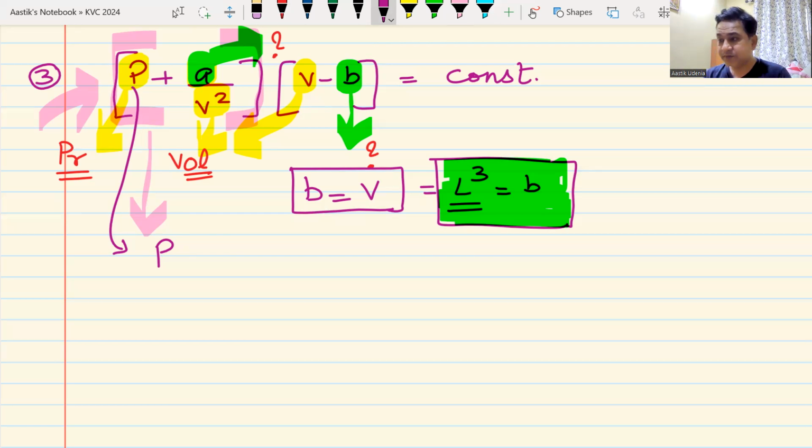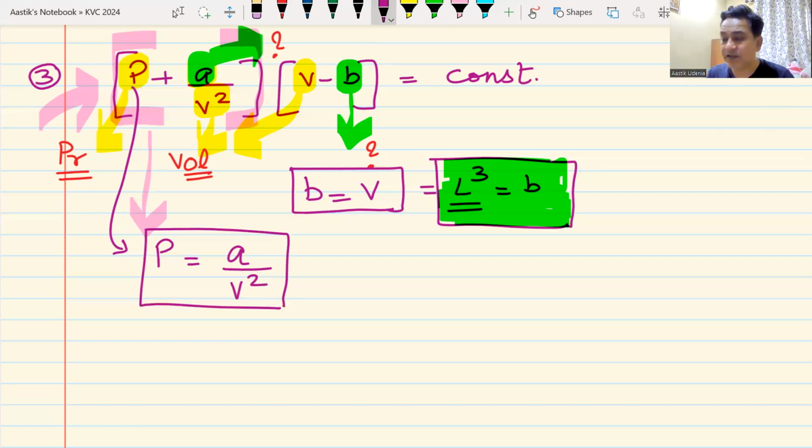P is pressure. Same quantity can be added or subtracted. So one quantity is P. The other quantity has to be P. And the other quantity is A by V square. This A by V square dimensionally has to be P. We are not finding out the values that you take LCM and HCF and common factors and square roots.